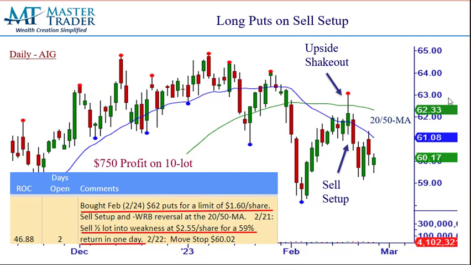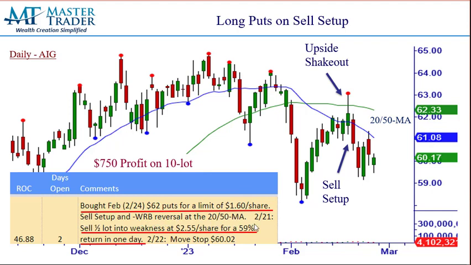That's when we said, okay, now let's buy puts in this case, which gives us the right to sell AIG stock at the $62 strike price on or before February 24 expiration. Paid $1.60 a share, sell setup, and wide range reversal at the 20-50.